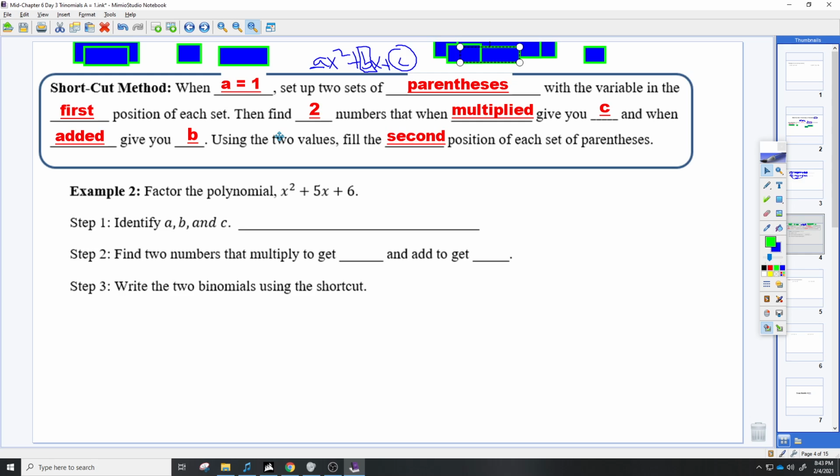So this might seem a little weird at first and you might not know exactly what's going on, but as we do it, these 2 or 3 sentences here will make a little bit more sense. So we're going to try one. For example 2, factor the polynomial x squared plus 5x plus 6.